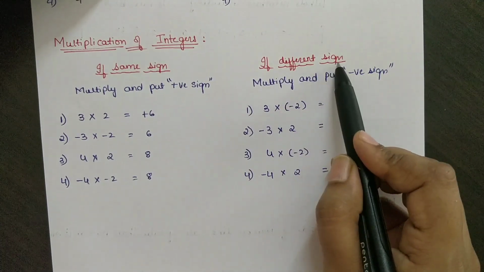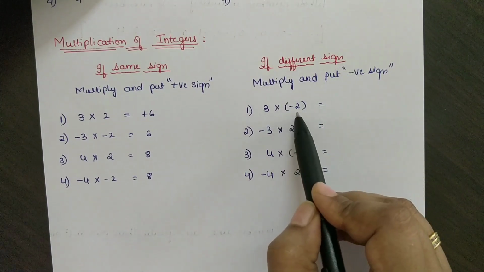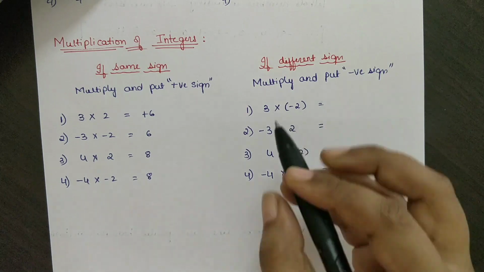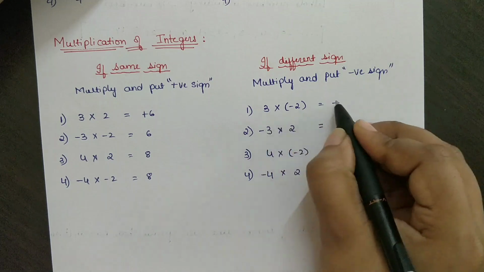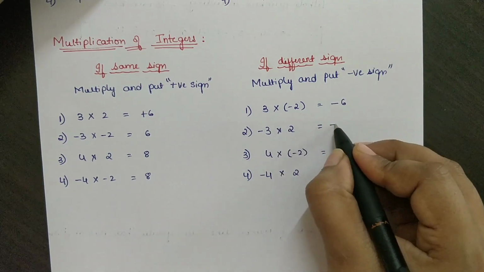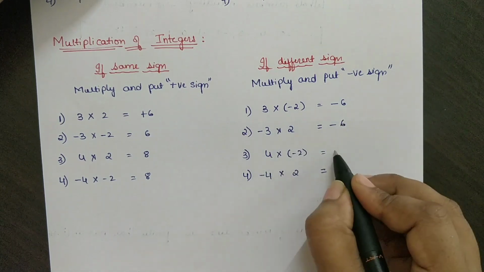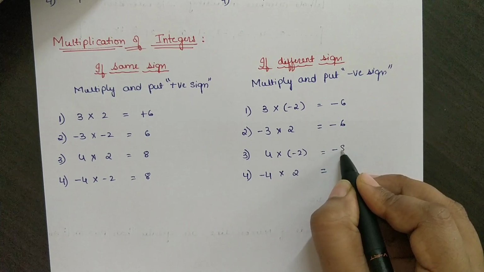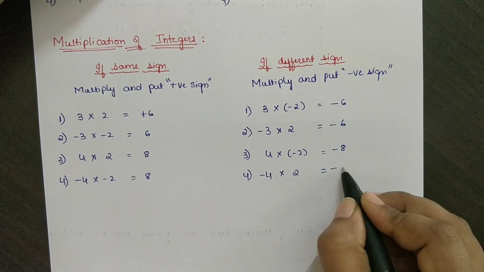If different sign integers are multiplied, multiply those numbers and put negative sign. Plus into minus is minus, 3 2s are 6. Minus into plus is minus, 3 2s are 6. Plus into minus is minus, 4 2s are 8. Minus into plus is minus, 4 2s are 8.